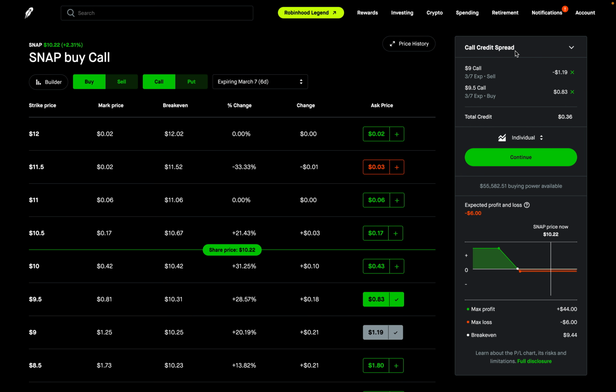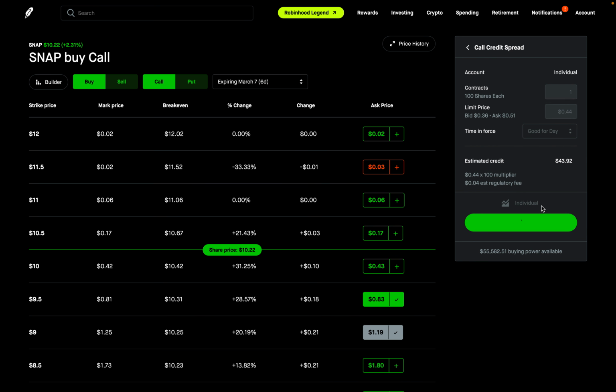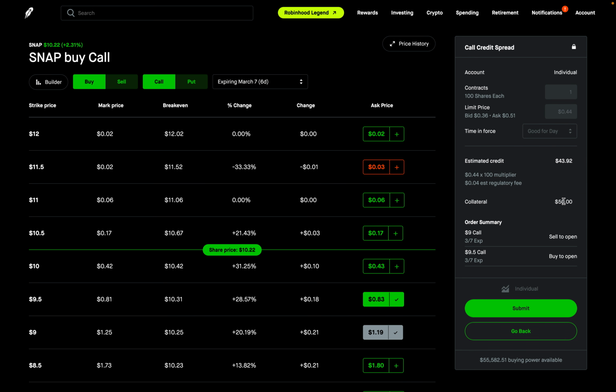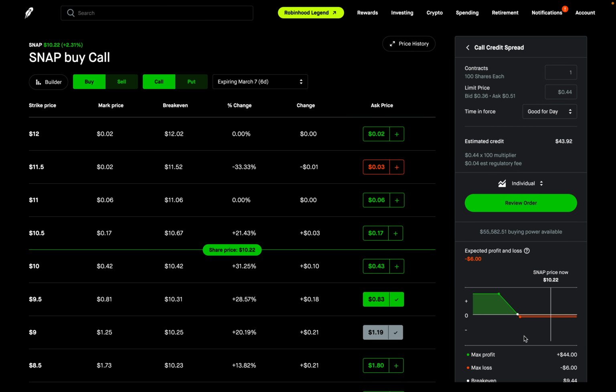When it comes to a call credit spread, we're going to be entering for a credit. So you can see the credit here. This means we would have to put up collateral. How much? For this example, we would have to put up $50 in collateral. And again, we're going to get a credit. We're going to get paid a premium here.